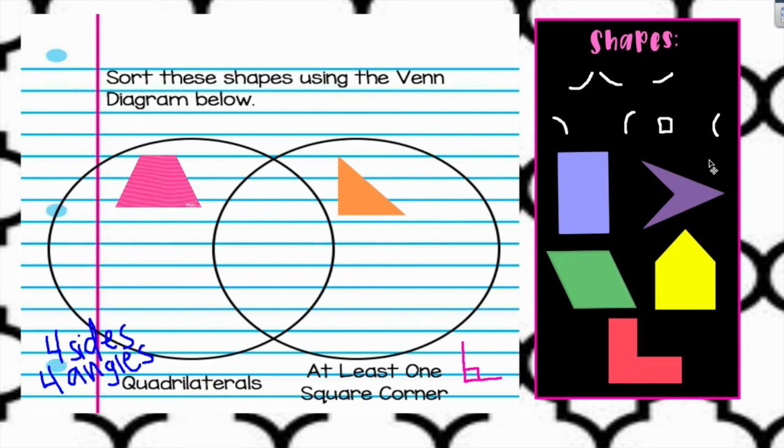Fantastic work. Let's move on to our next shape. My third shape is a rectangle. A rectangle has 4 sides and 4 angles, so it can be called a quadrilateral. Let's see if I can find a square corner so it might be able to fit in the middle of my Venn diagram. When looking at my rectangle, I can see that it has 4 square corners.